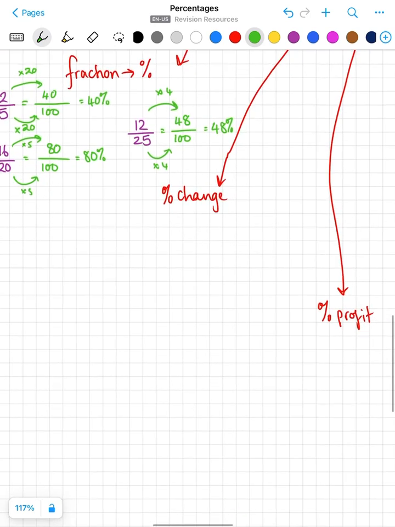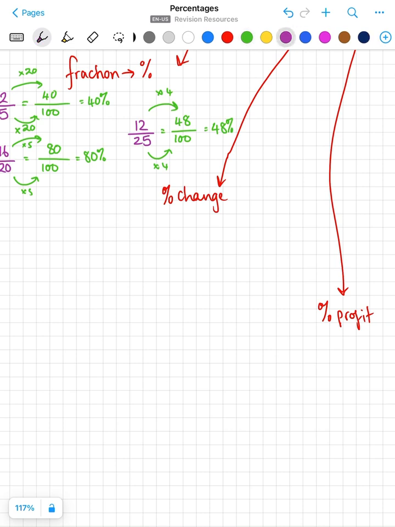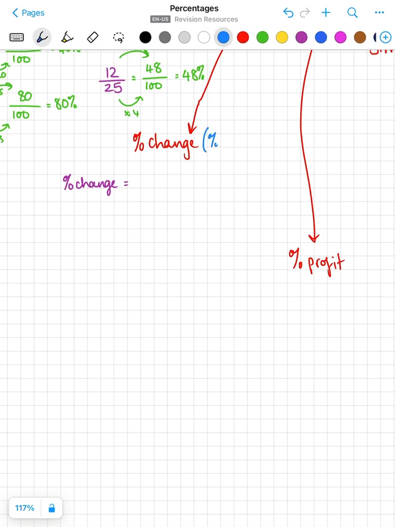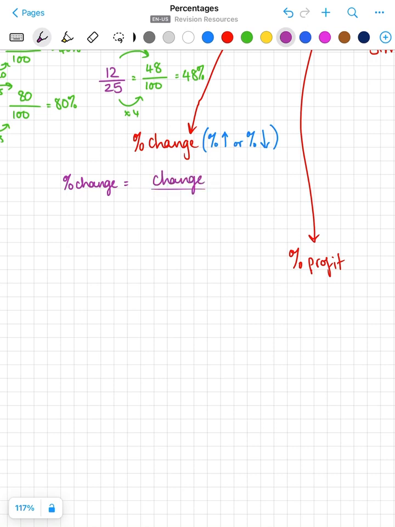Our next topic with fractions and percentages is percentage change. Now this is a great little formula to learn because this will come up in maths, science, lots of other subjects as well. Percentage change may also be asked or worded as a percentage increase, or find the percentage decrease, or just find the percentage change. To do that, you find the change in the values, the difference, you divide it by your original value, and you multiply that by 100.